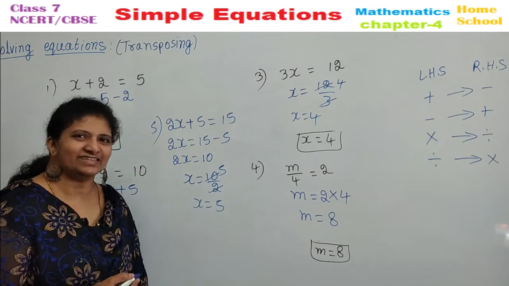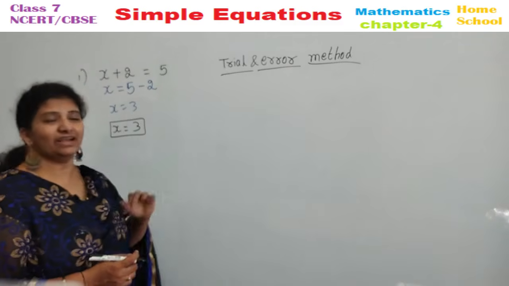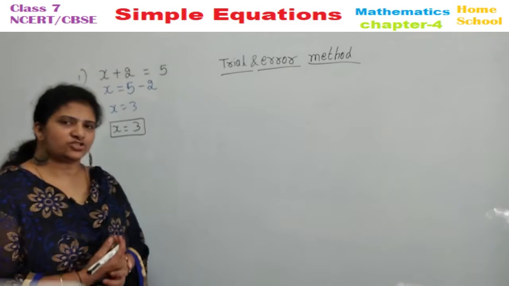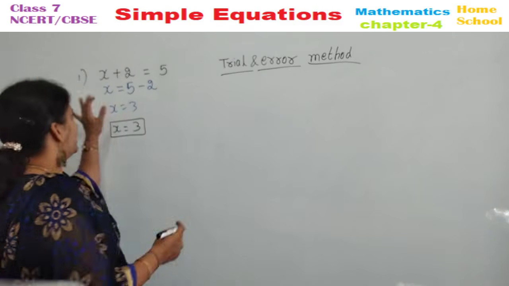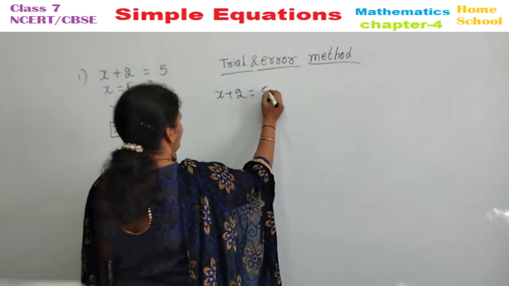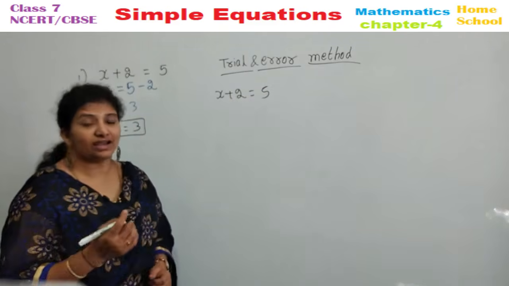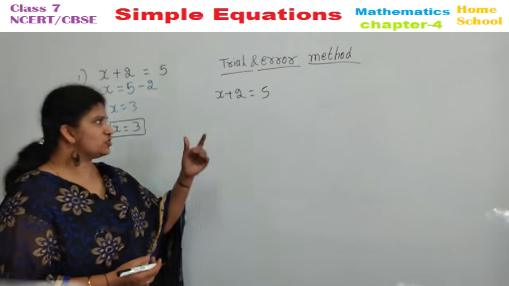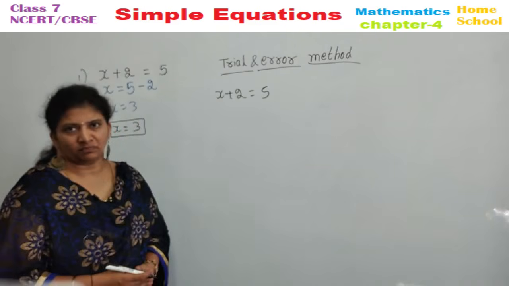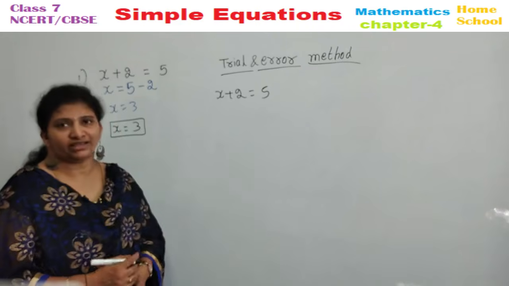It is very simple. The same problem we are going to do in the trial and error method. What is this trial and error method? Let us take the problem. x plus 2 is equal to 5. Find the value of x by trial and error. Actually we got the x value as 3, but we don't know that. Then in this method, how can I choose?